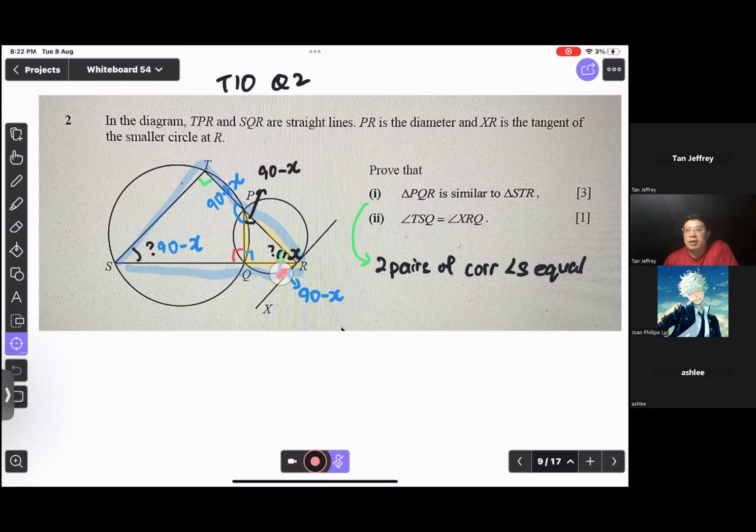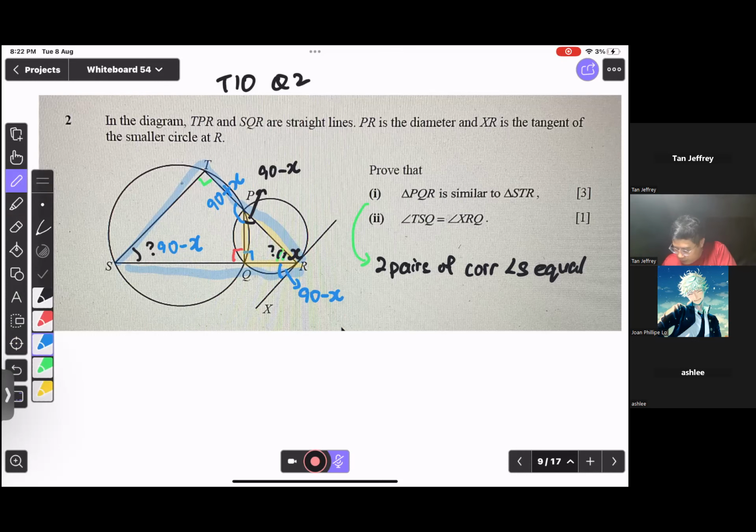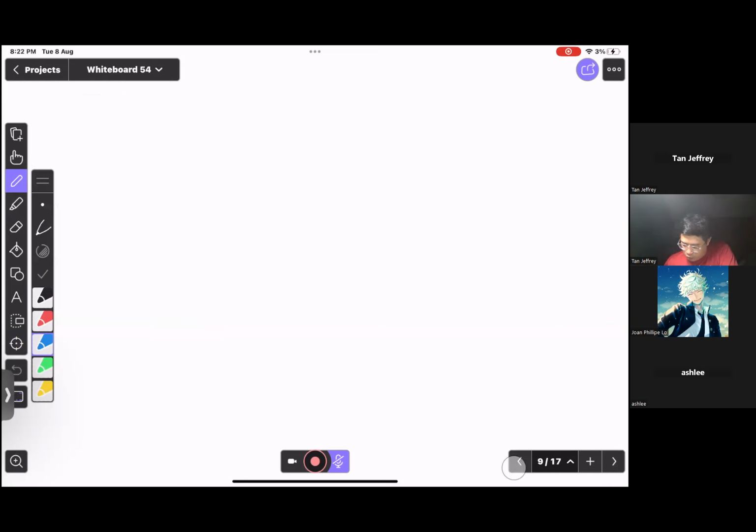Joan, okay? Are we allowed to prove that TS and XR are parallel and then just use alternate angles? Can. Okay, thank you. If you see the solution, they also use this as method 2. Feel free to come in and go out anytime. If you have a question, just come in and shoot it to me.